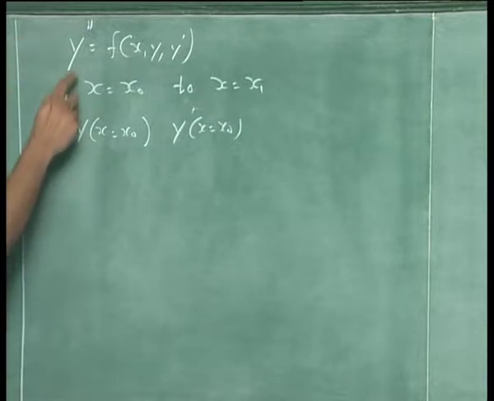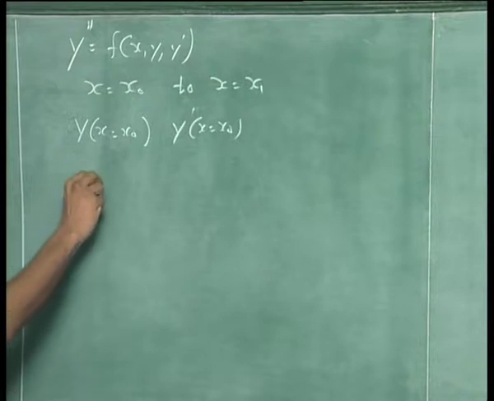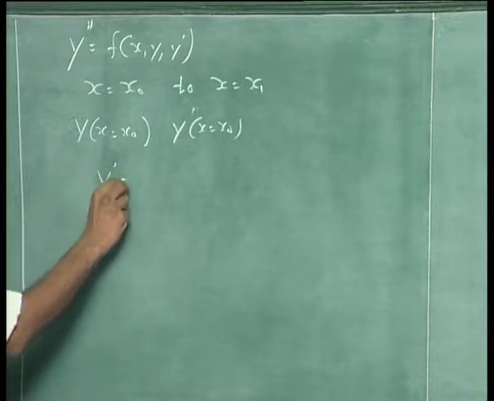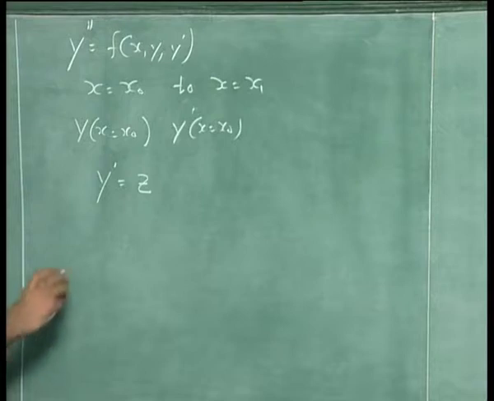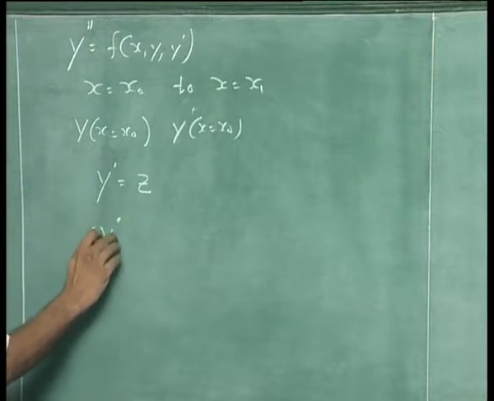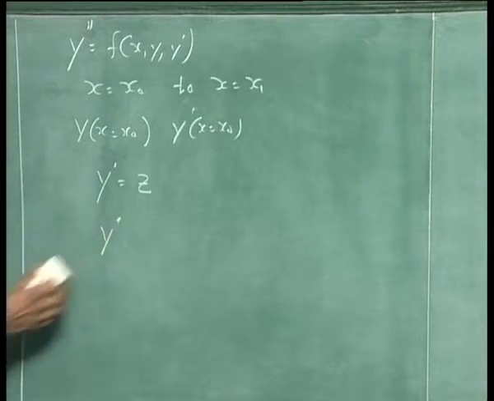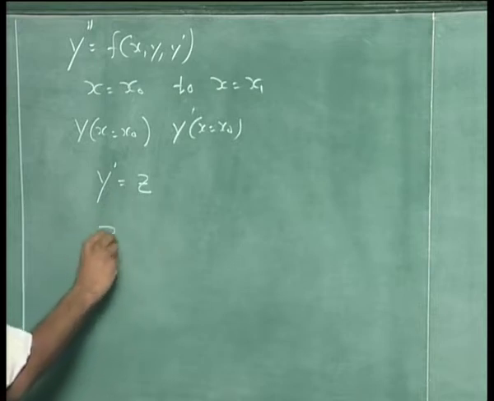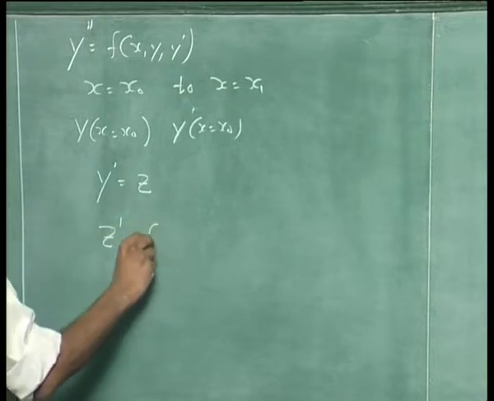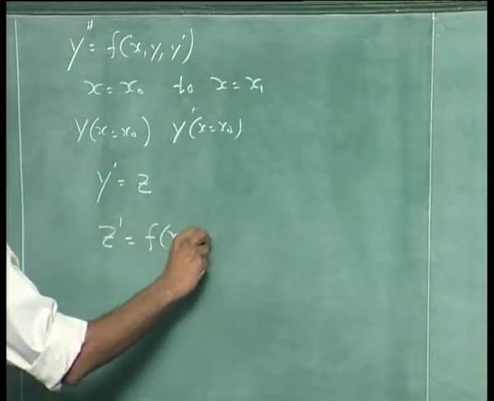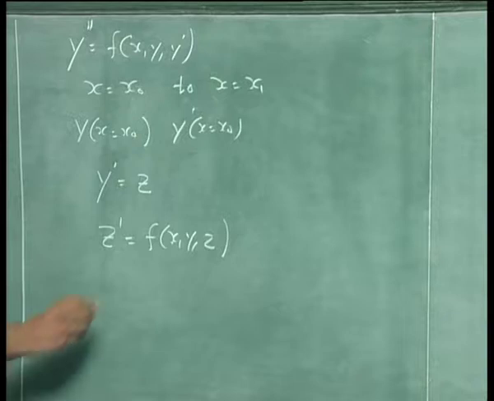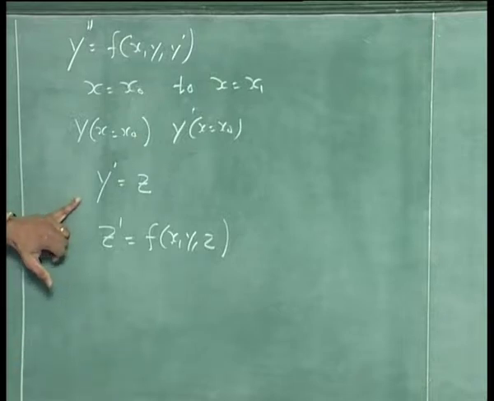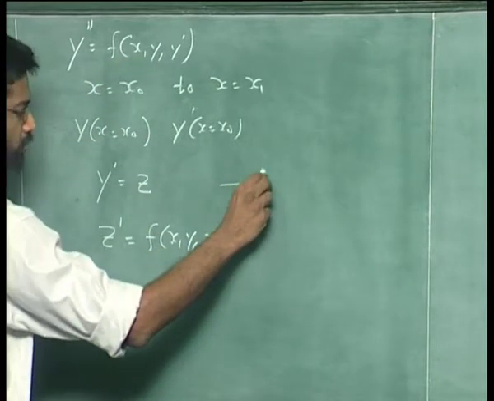So what we do is we split this into two first order equations, that is we would write y prime is equal to z, and then y double prime, that is z prime, is equal to f of x, y, z. Okay, so that will be our equation. So now we have two first order equations instead of one second order equation.